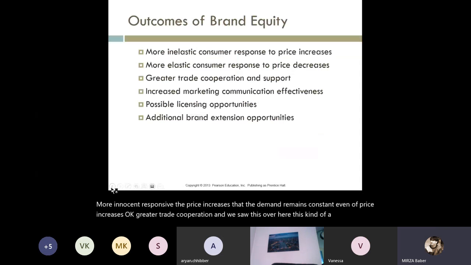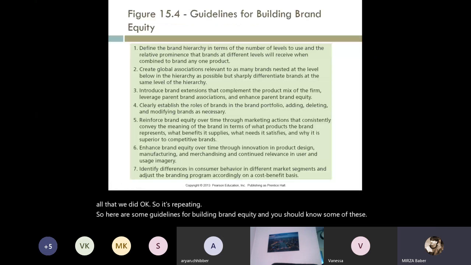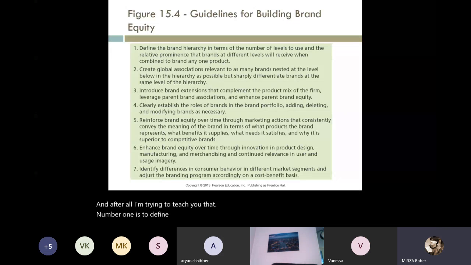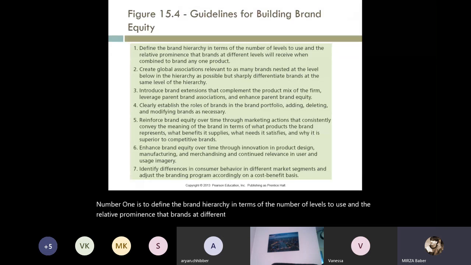So here are some guidelines for building brand equity, and you should know some of these. And after all, I'm trying to teach you that. Number one is to define the brand hierarchy in terms of the number of levels to use and the relative prominence that brands at different levels will receive when combined to brand any one product. Okay, so this could be in daily life as well.